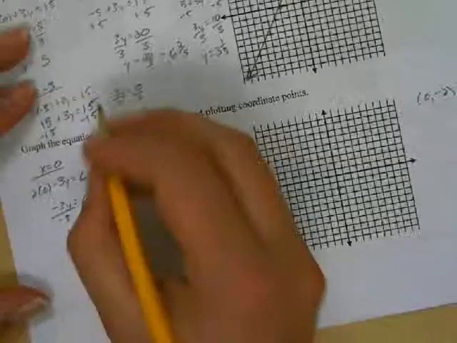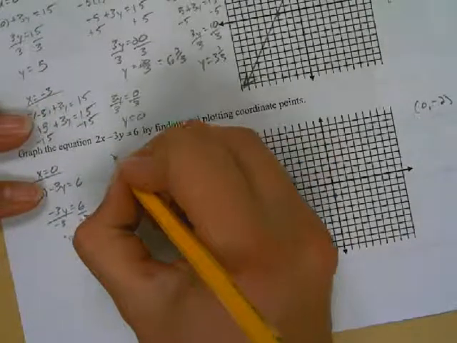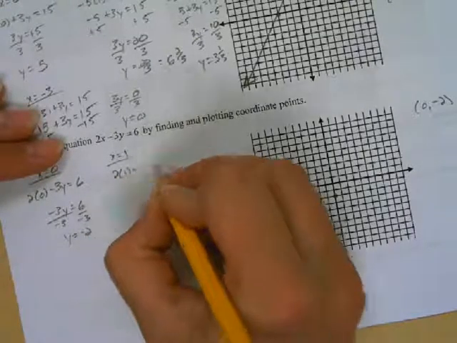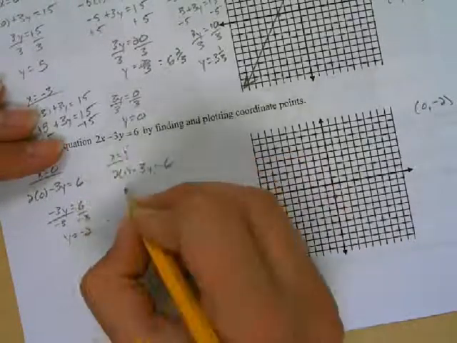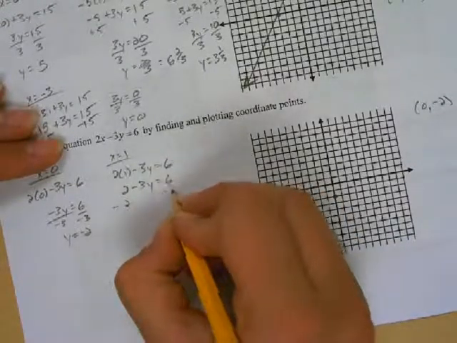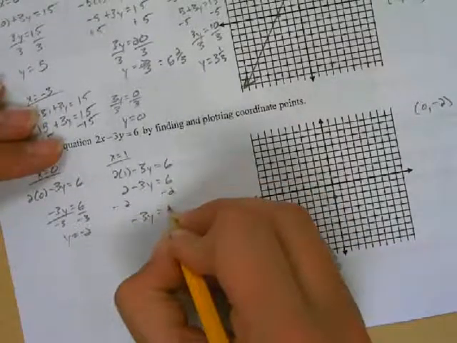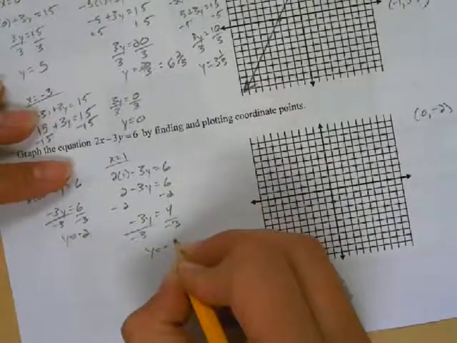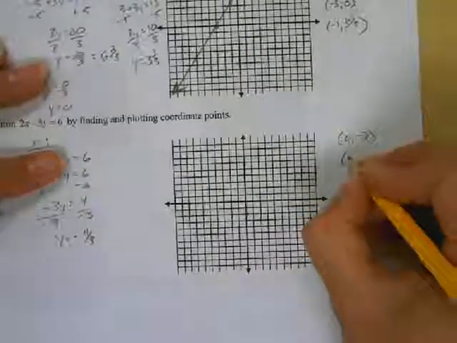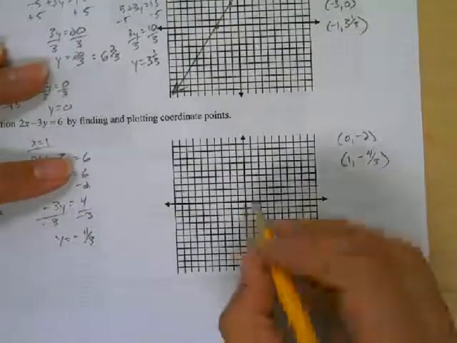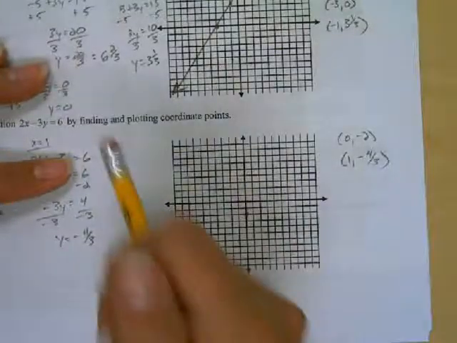So let's just do x as 1, because I know a lot of us probably stayed close. So 2 times 1 minus 3y is equal to 6. 2 minus 3y is equal to 6. Subtract your 2. Negative 3y is equal to 4. Divided by negative 3. y is equal to negative 4/3. So when x is 1, y is negative 4/3.